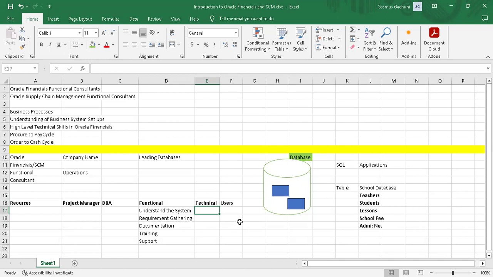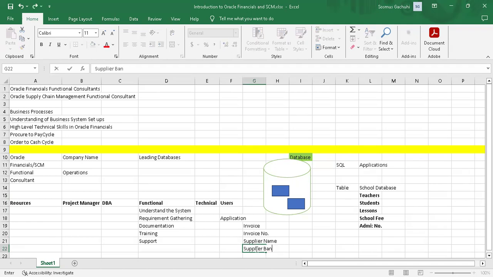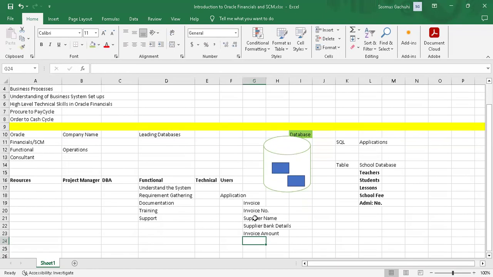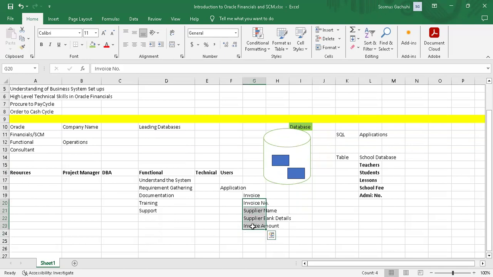For instance, when we talk about applications, you will find they have different fields whereby you can key in different information. If it's an invoice, there is an invoice number. Okay. There is a supplier name. Okay. There are maybe supplier bank details. Okay. There could be an invoice amount. Okay. So these fields will be shown in the application on the front end.